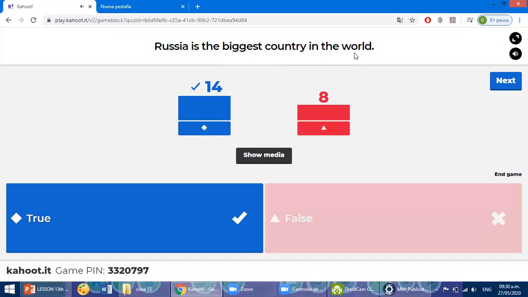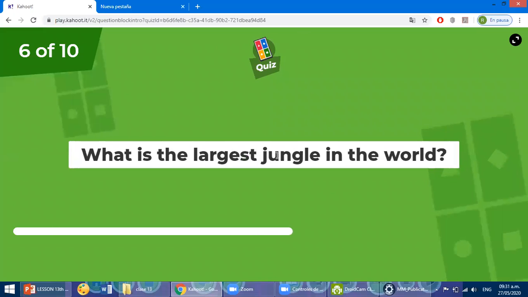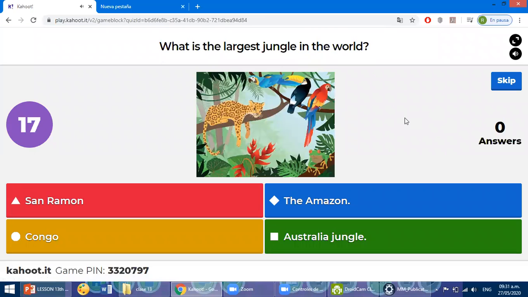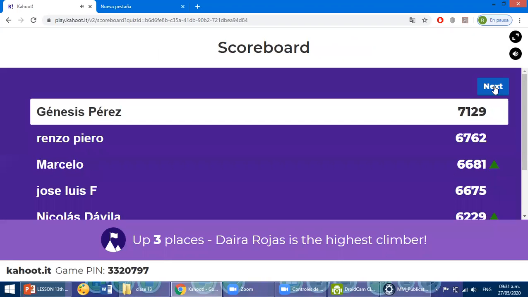Russia is the biggest country in the world. The same. Biggest. Remember, what is biggest? Okay, good. The Amazon, obviously. We talk in the book. In our book mentioned that the largest jungle in the world is the Amazon. Not the Australia jungle, the Amazon. You need to pay attention to the class. It's in the book. Let's see. Next question, please.